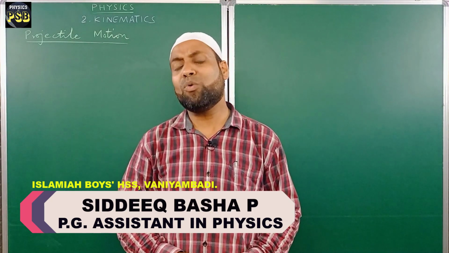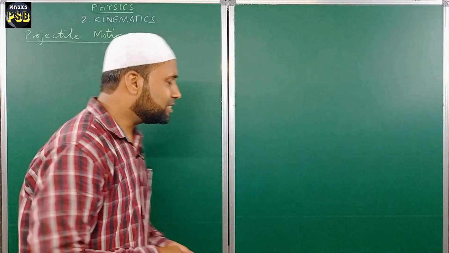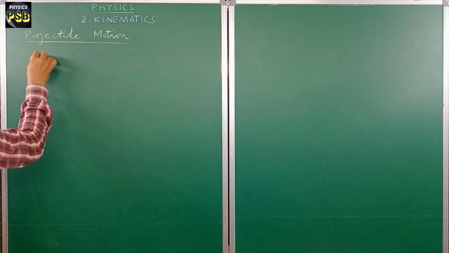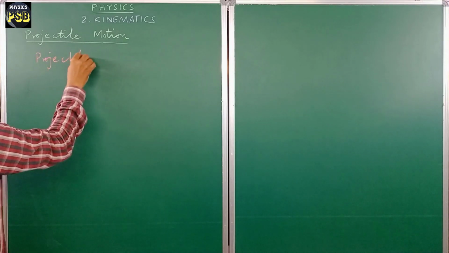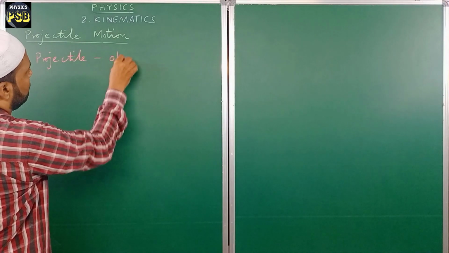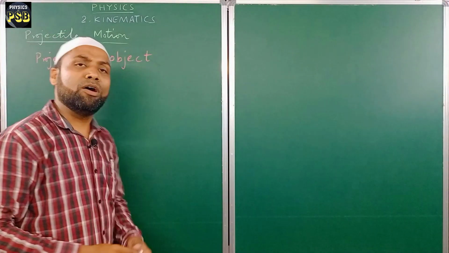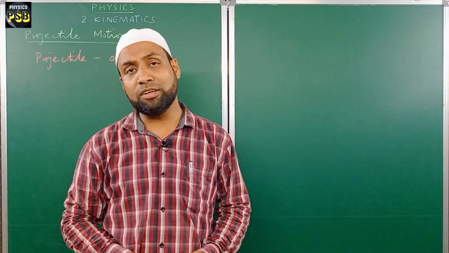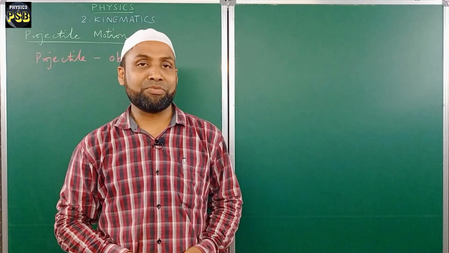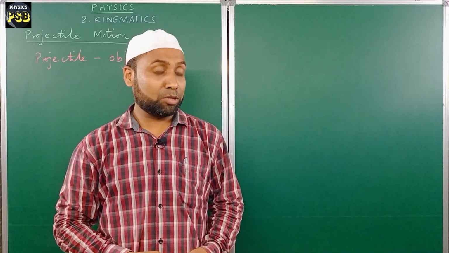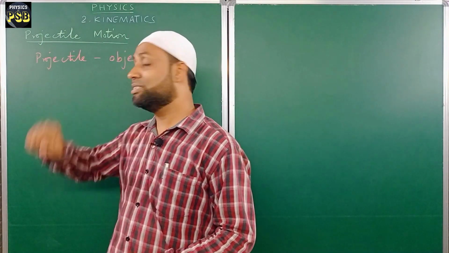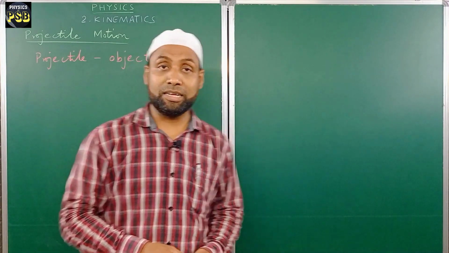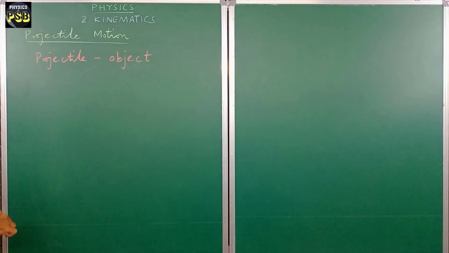Now, before going ahead, let me tell you what is a projectile. A projectile is an object which is thrown with a certain initial velocity in air and allowed to move only under the action of gravity. Such a motion is referred to as projectile motion, and here the object thrown is referred to as the projectile, and the path followed by the object under motion is referred to as trajectory.